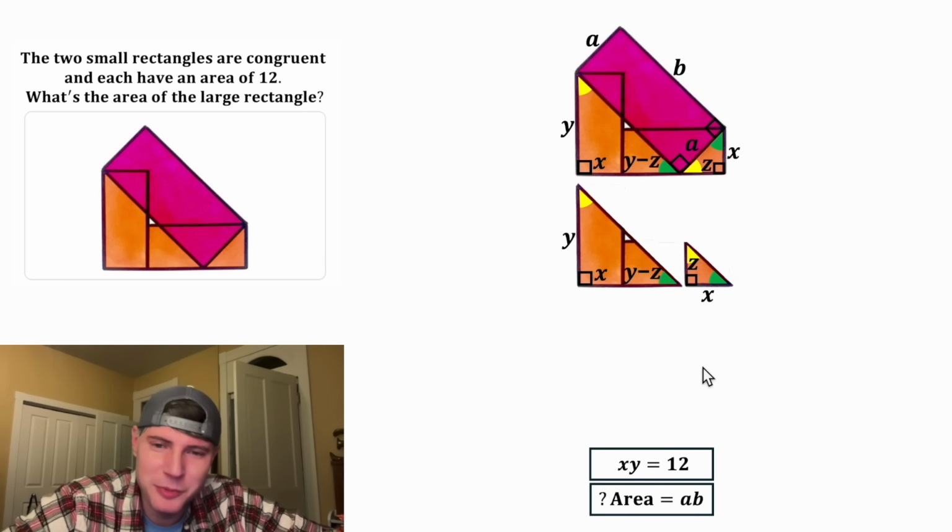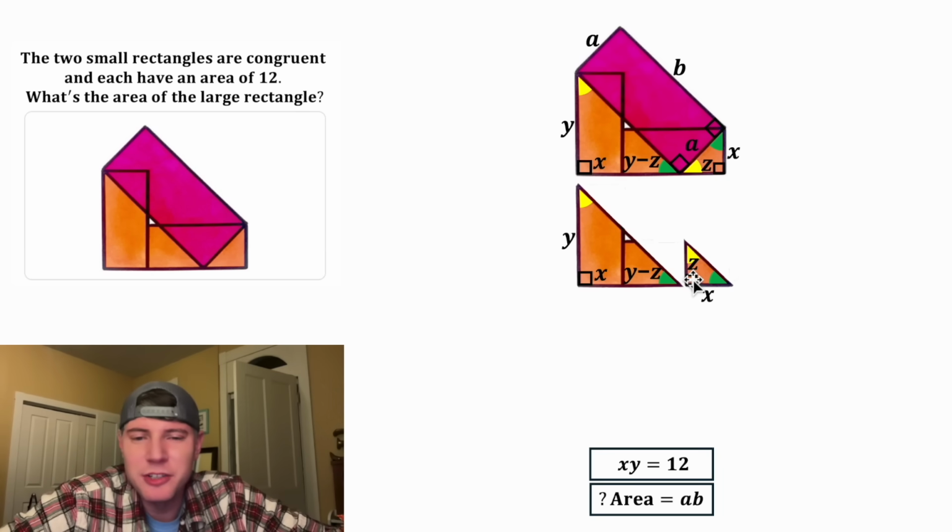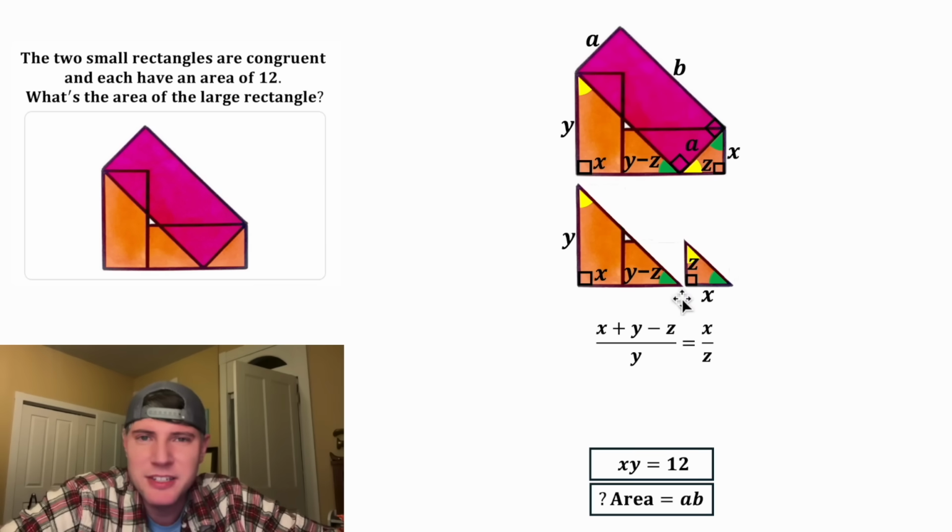Let's look at these two triangles and copy them down here. And we can rotate this one like this. Now, since the two triangles have three pairs of congruent angles, we know they're similar. That means we can set up a proportion. It's going to be base divided by height equals base divided by height. So it's going to be X plus Y minus Z divided by Y equals X divided by Z.